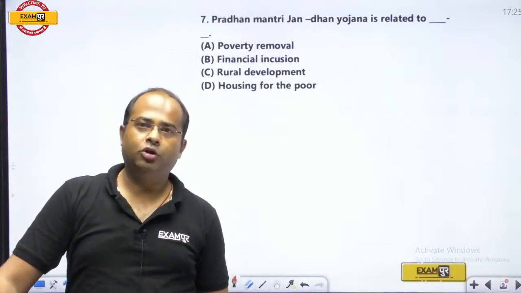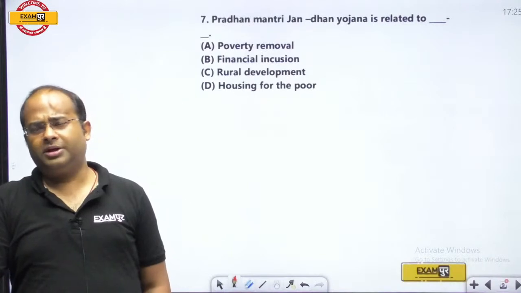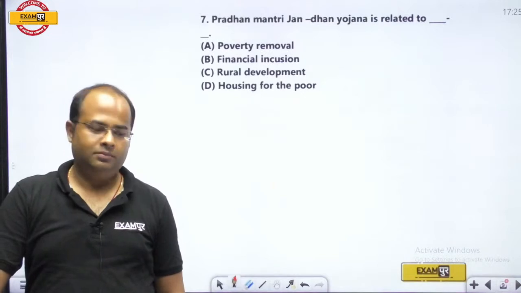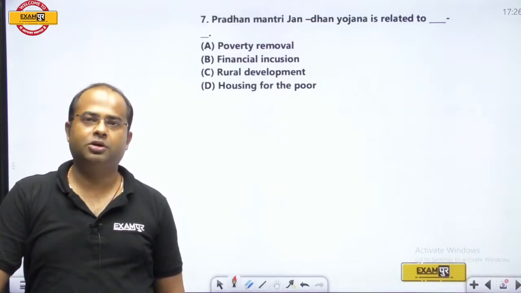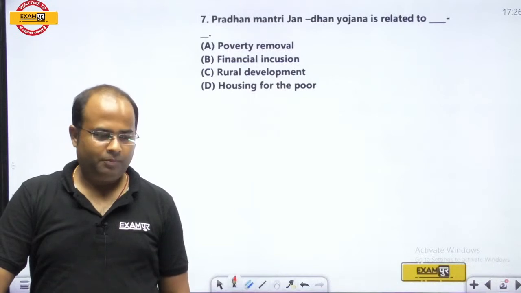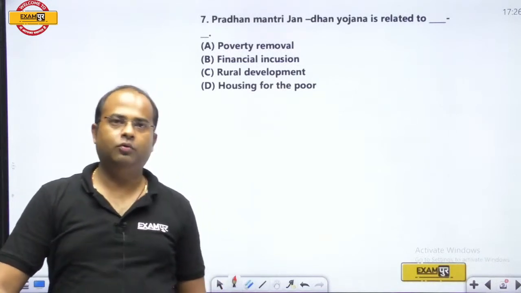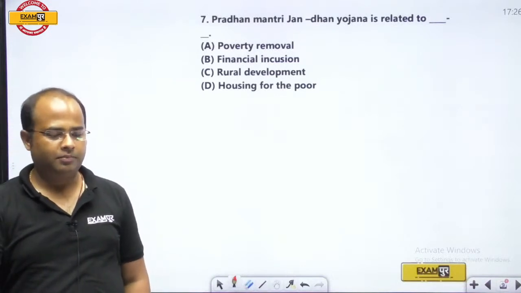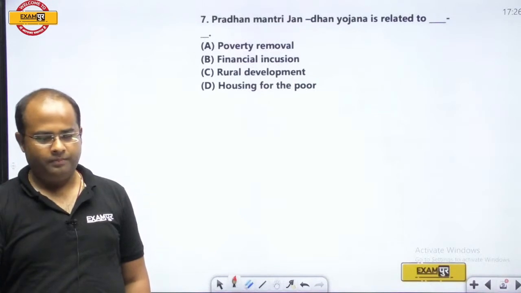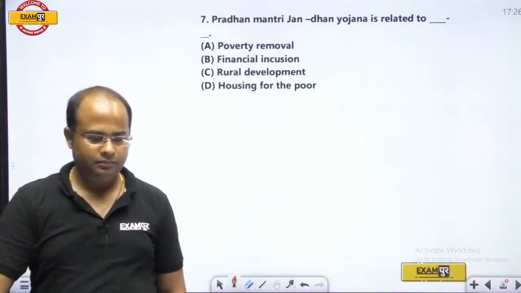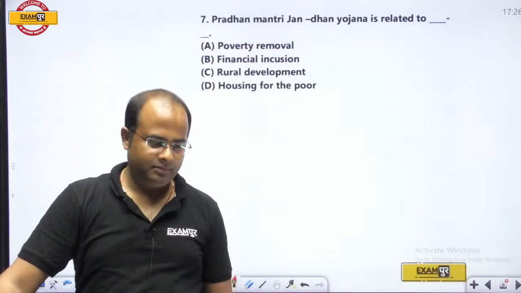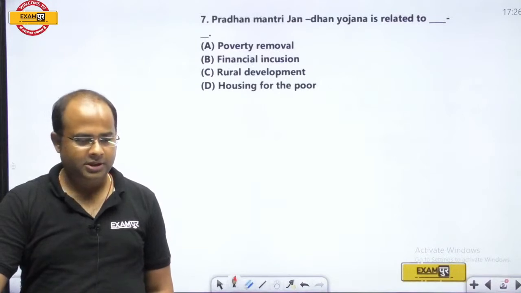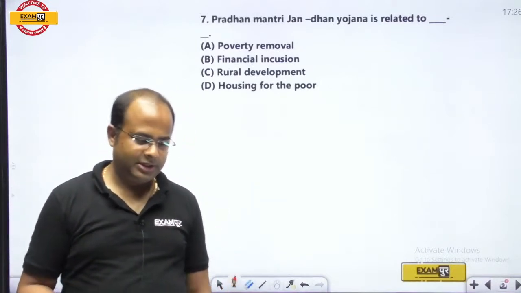So Jan Dhan Khata, that you must have heard, bankers were too much concerned about this because they had to open the bank accounts with less documents and it was all a zero balance account. So Pradhan Mantri Jan Dhan Yojana, that was related to what? Is it poverty removal, financial inclusion, rural development, housing for the poor? PMJDY, that is related to what? Okay, Jan Dhan Yojana. So Chaudeshwari is saying option C, guys.